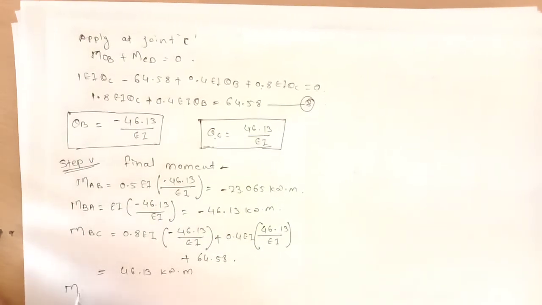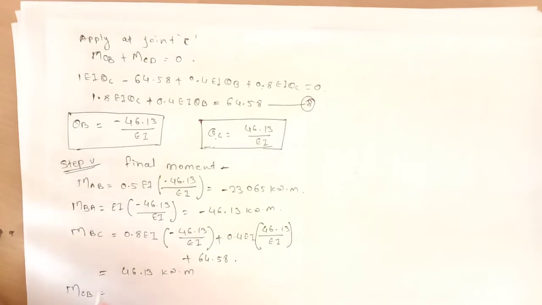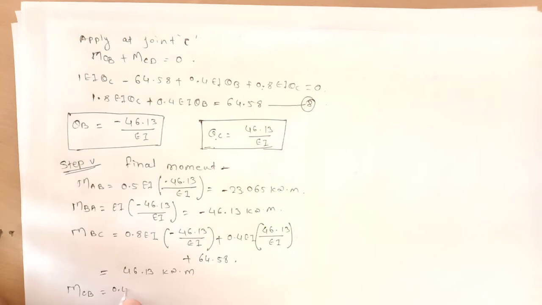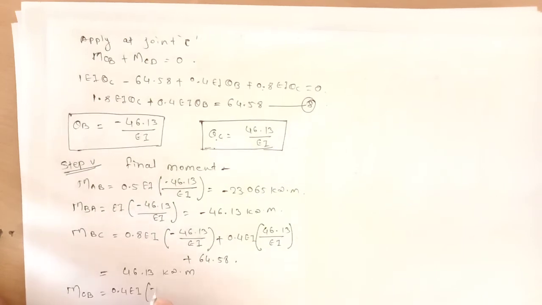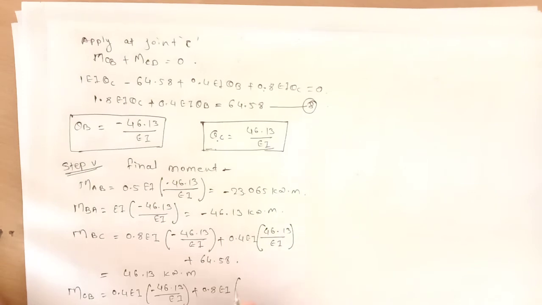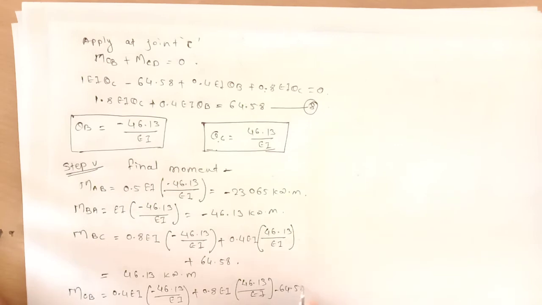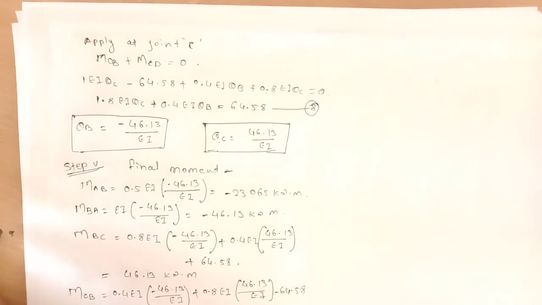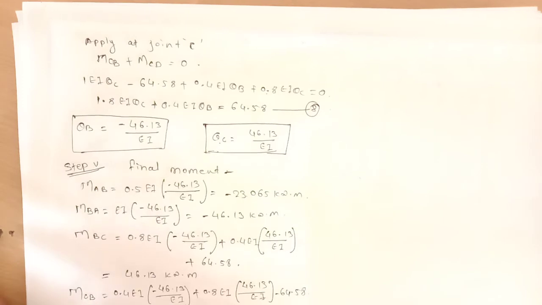Then next, the end moment at member CB is equal to, the equation is 0.4 EI theta B. Theta B is minus 46.13 divided by EI, plus 0.8 EI theta C. Theta C value is 46.13 divided by EI, minus 64.58. So the answer is minus 46.13 kilonewton meter.